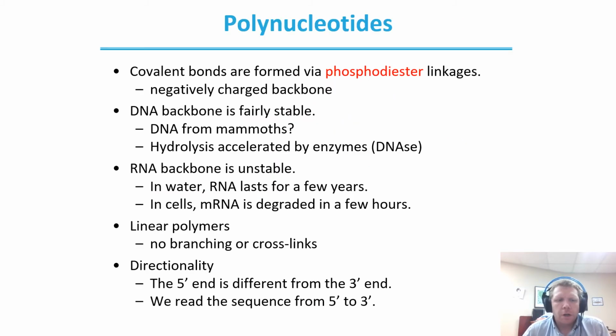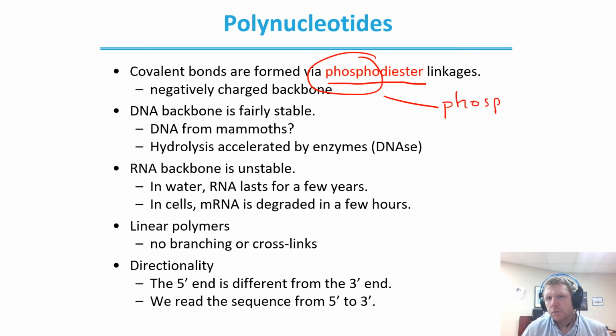Generally, whenever you talk about something like DNA or RNA, you're talking about polynucleotides. So when it comes to polynucleotides, covalent bonds are formed through what are known as phosphodiester linkages. And this, well, think about that. Phosphoric acid, for instance.